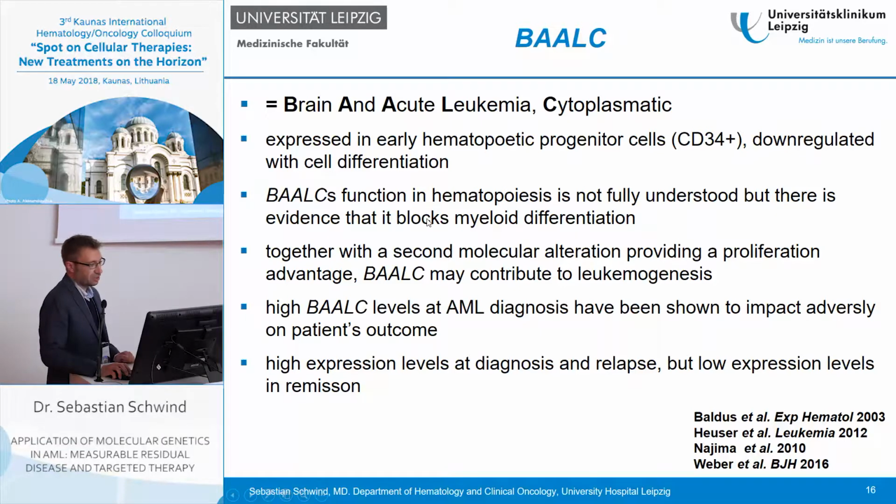However, BAALC function in hematopoiesis is not fully understood, but there's evidence that it blocks myeloid differentiation. Together with a second molecular alteration, it provides a proliferation advantage, and BAALC may contribute to AML leukemogenesis. What was known so far was that high BAALC levels at AML diagnosis have been shown to impact patients' outcome adversely. And our hypothesis was that high expression levels at the time point of, e.g., transplantation would basically predict relapse.